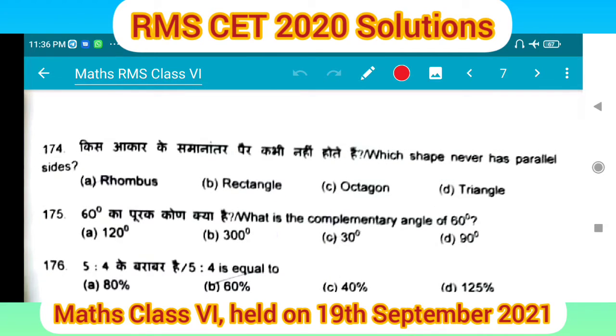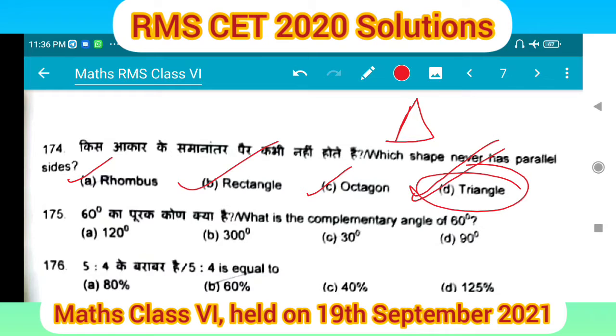Okay. A V shape never has parallel sides. Triangle has no parallel sides. This is the triangle. Not possible to have parallel sides. Rhombus has parallel sides, rectangle and octagon too. But in this question, this is the correct one. Option D is the correct answer. Triangle has no parallel sides. Okay.